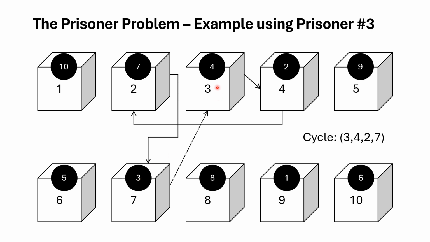So he's only opened 1, 2, 3, 4 boxes. And of course, if his number is in that box, it's going to point back to where he started. So that completes the cycle. So the cycle is only of length 4, and he's won in this case. I just drew it down here on the right, so it's 3 to 4, and these are the box numbers: 3 to 4 to 2 to 7, and back to 3. So this is the cycle.